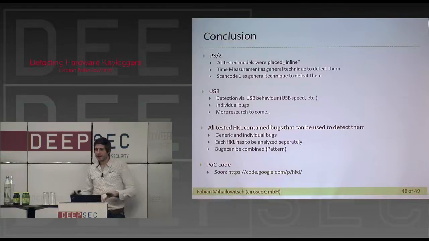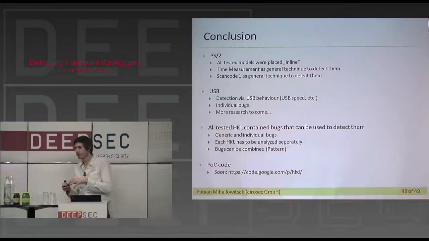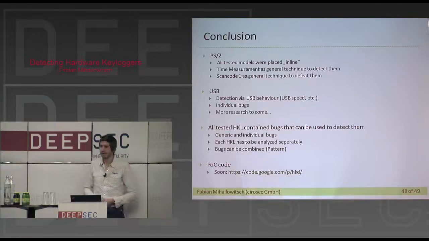What you can say as a complete conclusion: all keyloggers I got into my hands could be detected. There were generic bugs, there were individual bugs. Once you combine them, for example, as I showed you for the KeyGhost USB keylogger, you have three techniques to detect it, and if you combine them, you can create a pattern to ensure it really is present and it's not a false positive, and maybe you can even say which model is present.